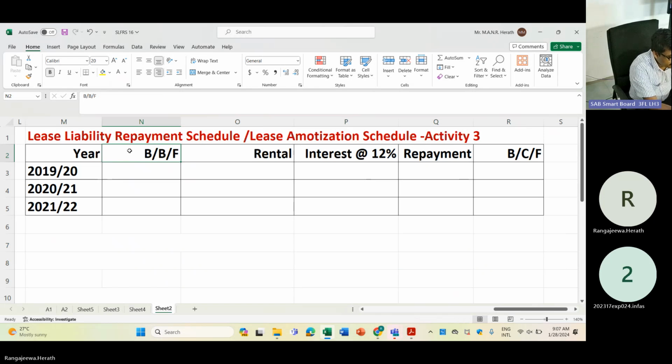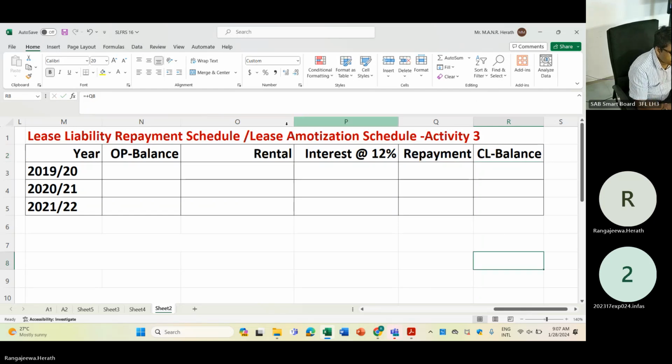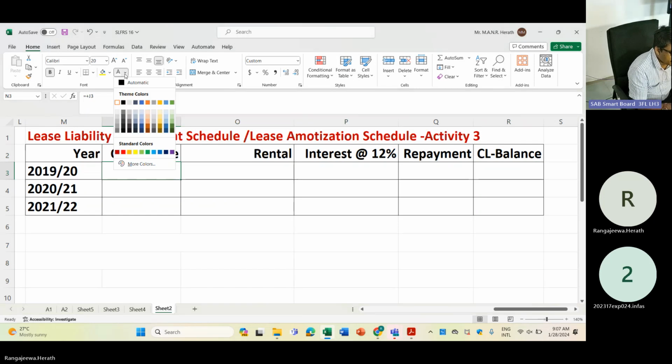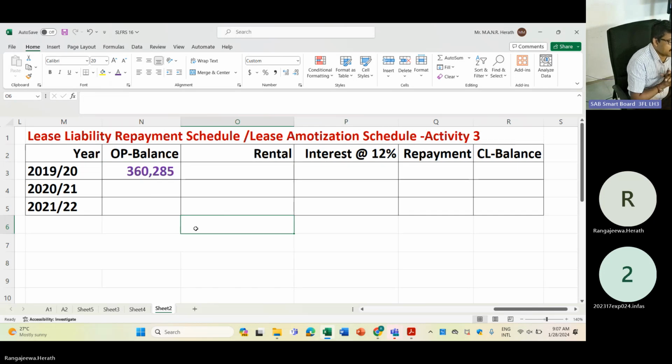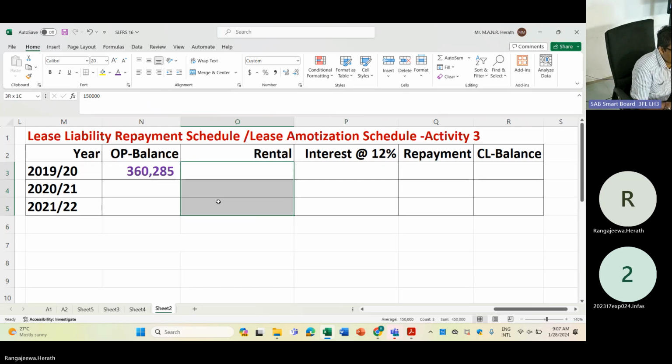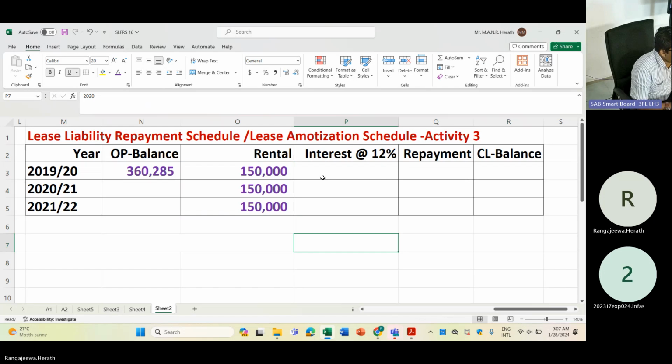Brought forward කියන එක අපිට ඕන කියන්න පුළුවන් opening balance කියලා. ඊළඟට මේ closing balance. මේ ගානේ lease liability එකේ initial amount එක ආවේ අපිට 360,285. Rental එක යන්නේ 150 ගානේ rental 3ක්. Interest rate එක 12%. අපි බලනවා 360,000 into 12%.